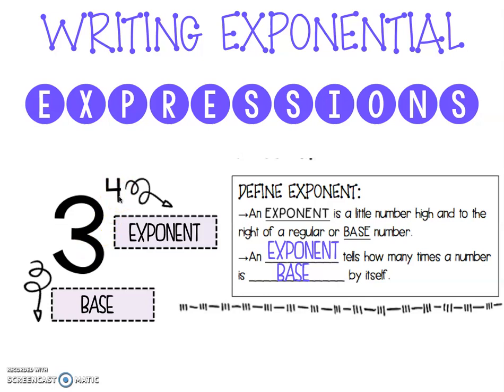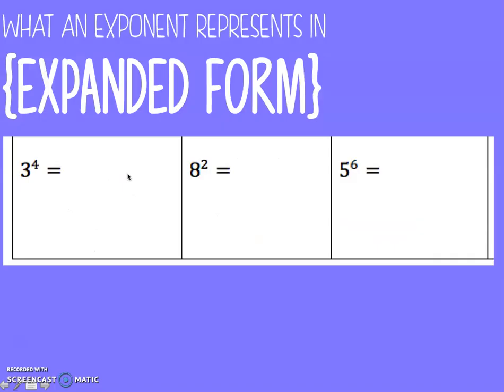Okay. Never ever do we ever take the base and multiply it to the exponent. We're never going to write 3 times 4. What this is saying is take 3, multiply it by itself 4 times. Okay. So let's take a look.